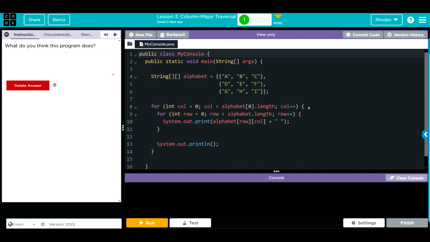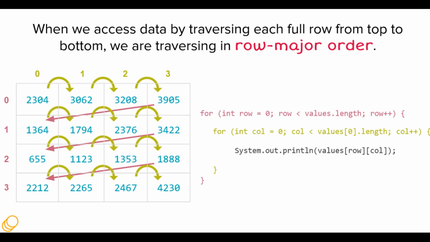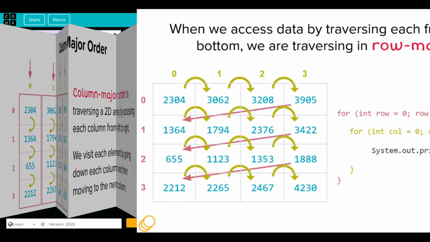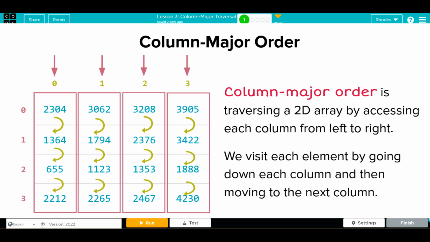Down here we have a nested for loop. And what I want you to notice about this is the rows and columns are just switched. In the last lesson, we talked about row major traversals. That's when we went through our array row by row. This is the opposite. In this instance, we go column by column.